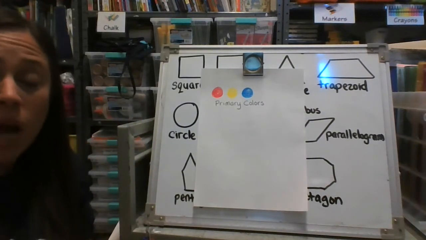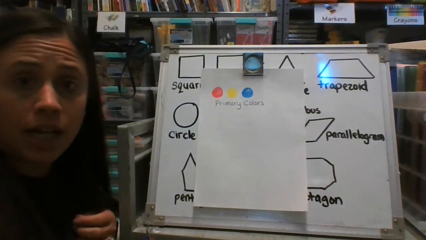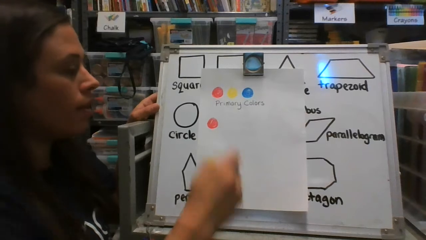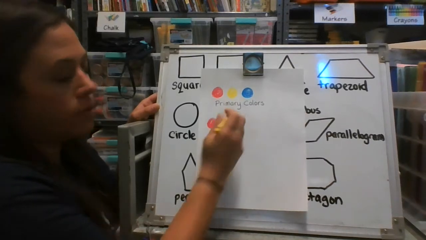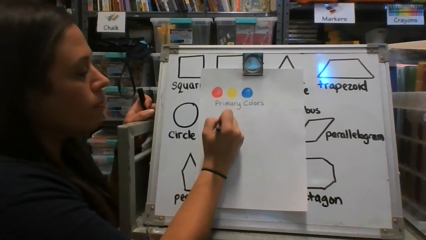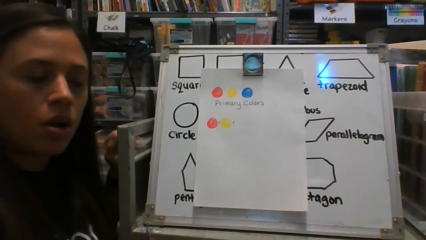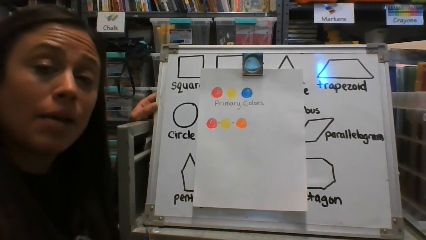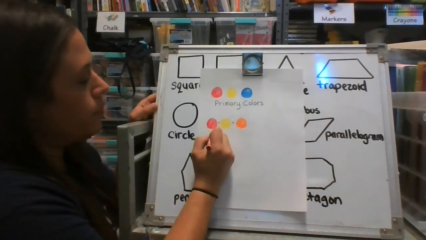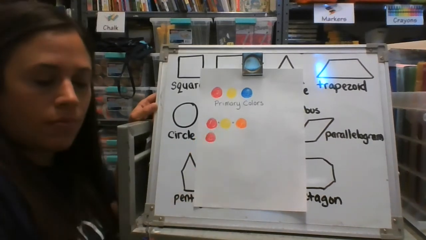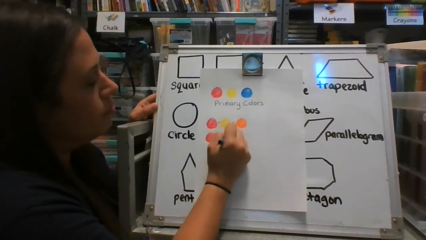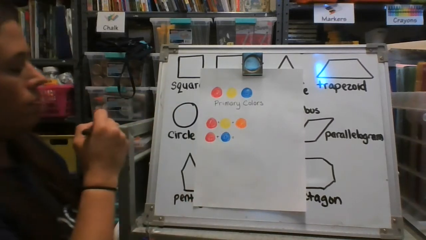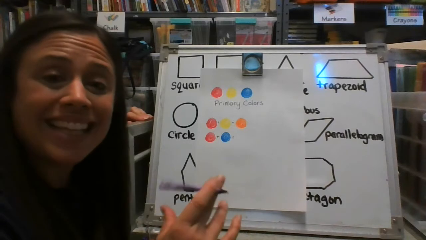When I add 2 primary colors together, they create a secondary color. So when I add red and yellow, they make orange. When I mix red and blue, they make the color violet or purple.